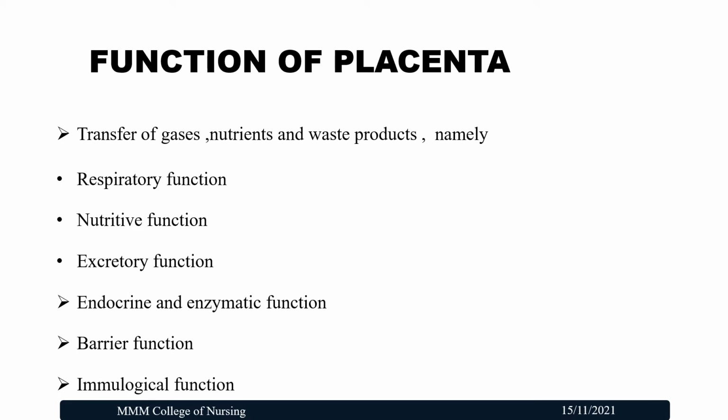What are the functions of the placenta? The main functions of the placenta are transfer of nutrients and waste products between the mother and fetus. In this respect, it has the following functions: respiratory function, nutritive function and excretory function. The next is the endocrine or enzymatic function. The placenta is an endocrine gland. It produces both steroid and peptide hormones to maintain the pregnancy, and it acts as a barrier and has an immunological function. These are some of the functions of the placenta.